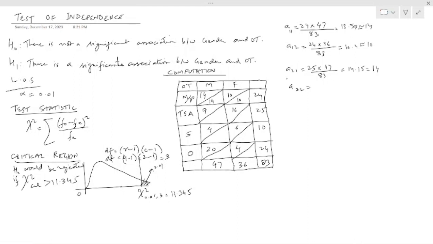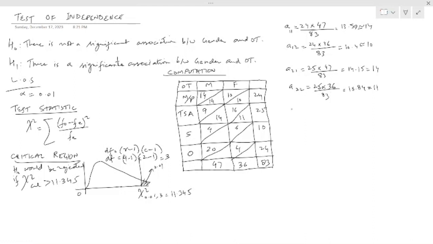A22, that's 25 again, which is the same row total, but the column total changes to 36 divided by 83. So 25 times 36 divided by 83 gives us 10.84, and 10.84 can be rounded off to 11. So that's 14 and 11, and the total is same as 25.